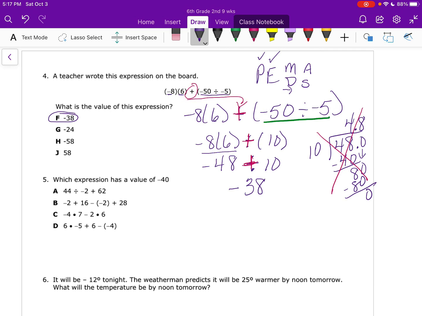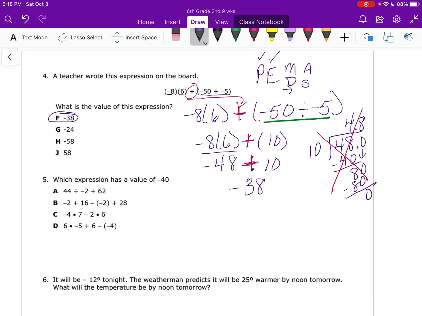All right, let's look at number 5. Number 5 says, which expression has a value of negative 40? So again, one of those questions where that is a lot of work. It's really not one question. It's really 4 questions. But we're going to persevere, and we're going to do every single one of them.